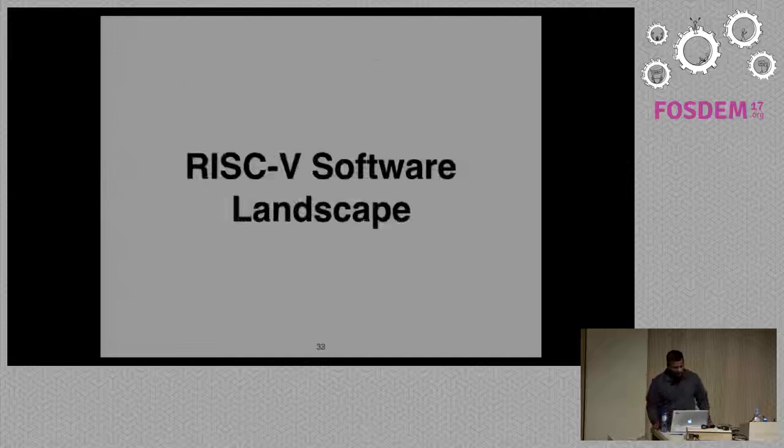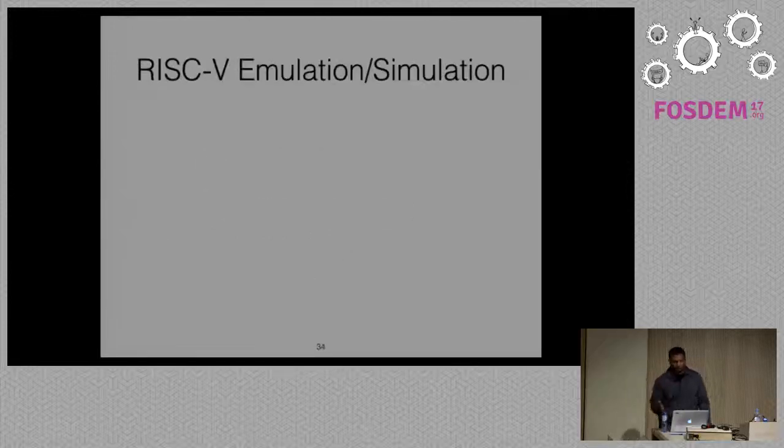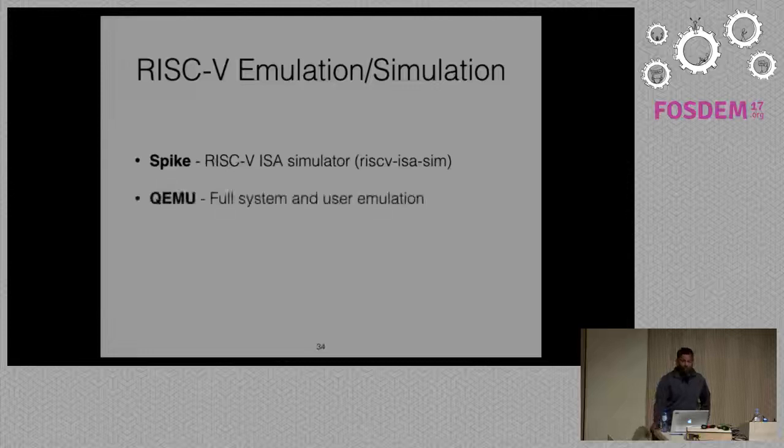If you don't actually have FPGAs and you don't have RISC-V hardware, you can use a RISC-V emulator. So Spike is the standard RISC-V simulator. It's also called RISC-V ISA Sim. It's the golden model. Every time a specification update is released, the changes go into Spike. In addition to Spike, there's also QEMU, which many of you are familiar with. QEMU has RISC-V support, but it's not upstream yet. But we have support for full system and user emulation.